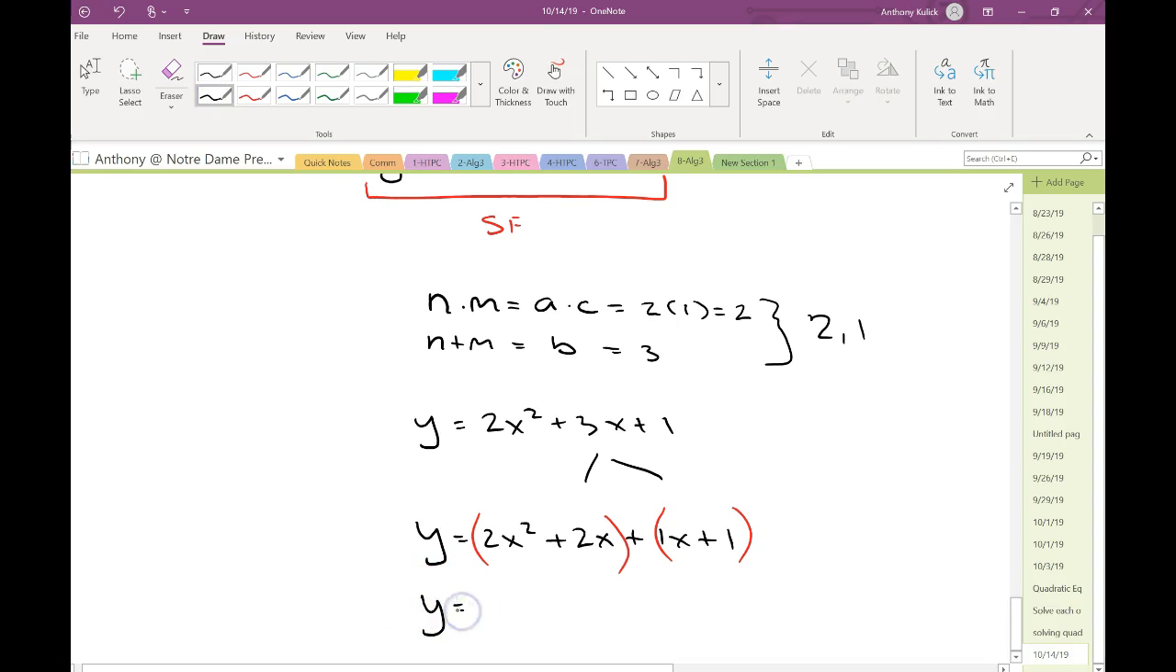From the first group, I'm going to look for a greatest common factor. I notice that each of them has a 2x in it. So when I factor that 2x out, I get x plus 1. Everybody okay there? Remember, when I'm factoring out, I'm dividing. So 2x squared divided by 2x is just x, and 2x divided by 2x is just 1.